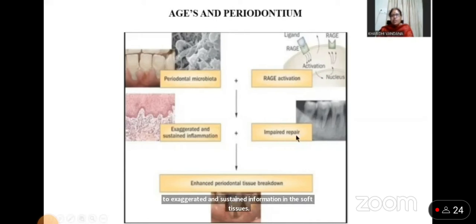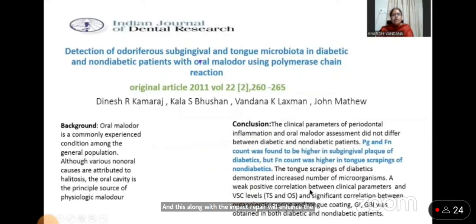And this, along with the impaired repair, will enhance the periodontal tissue breakdown, trying to correlate with diabetes mellitus in the periodontium. A study by us in 2011, we were trying to check various odoriferous subgingival and tongue microbiota using polymerase chain reaction, based on the acetone breath, which is quite common in diabetic patients, and also diagnostic from the periodontal clinic. Most of the patients are unaware of this.